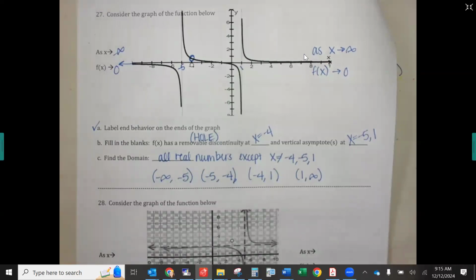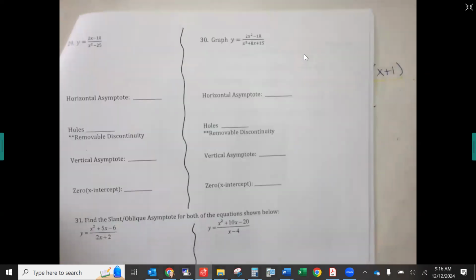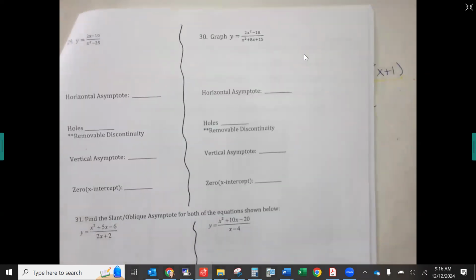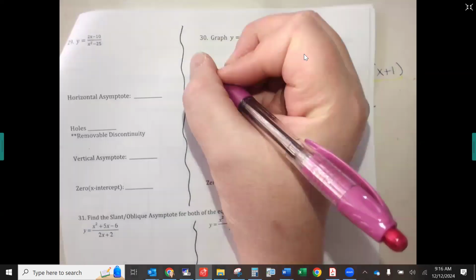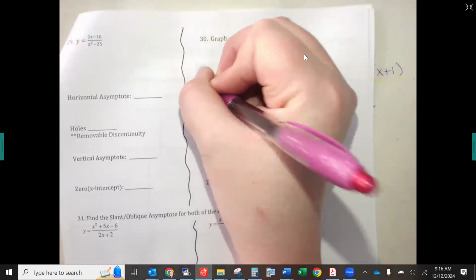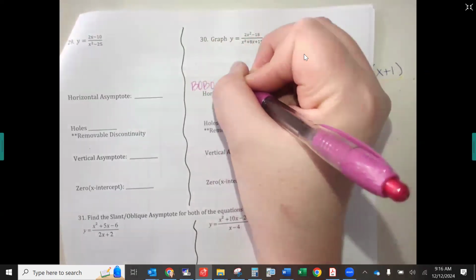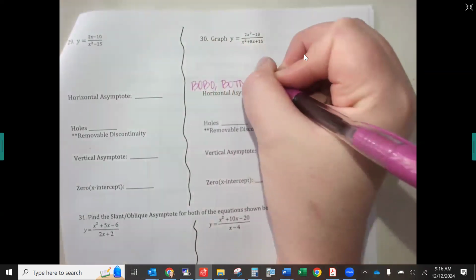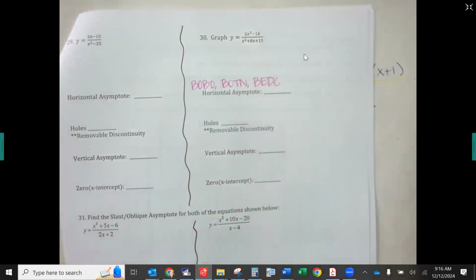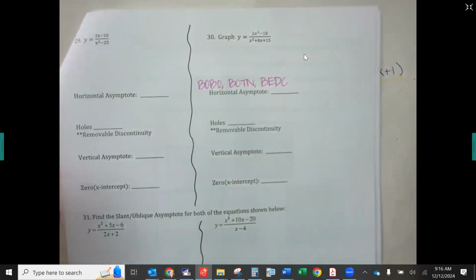All right, go ahead and turn the page one more time. Okay, let's do number 30. Okay, first question, you're asked to find the horizontal asymptotes. Remember, these are your Bobo, Bot, and Betsy rules. So looking at the equation for 30, Bobo, Bot, and Betsy. Okay, what type is 30?